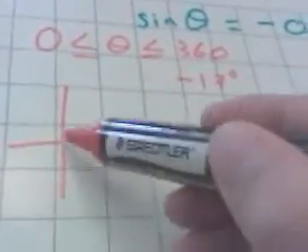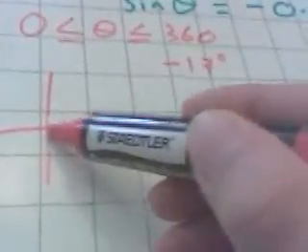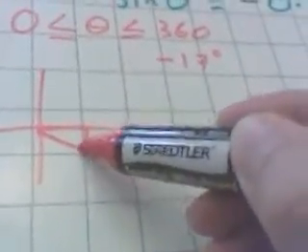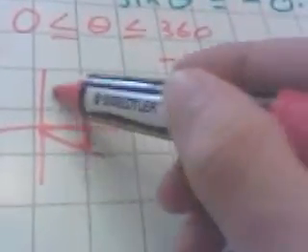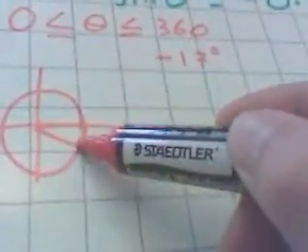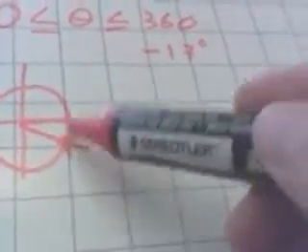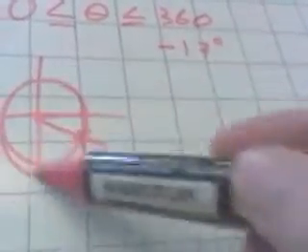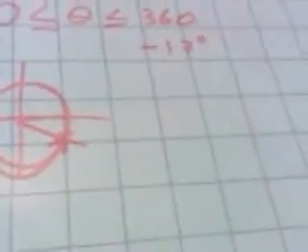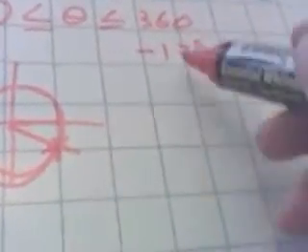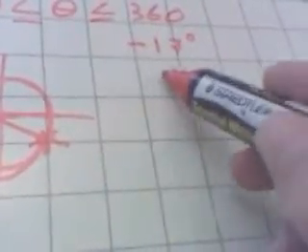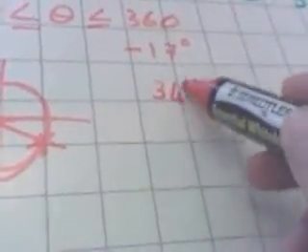If you imagine we're starting at zero here and we've gone to negative 17, then quite clearly if you add on 360 all the way around here, you'd still be facing the same direction. So all we have to do is add on 360 to that answer and we get 343 degrees.